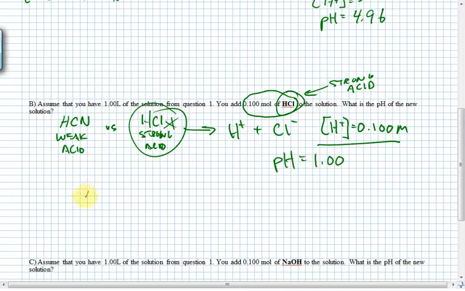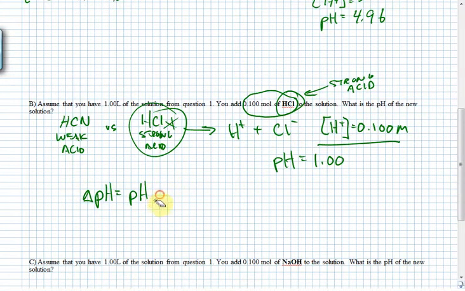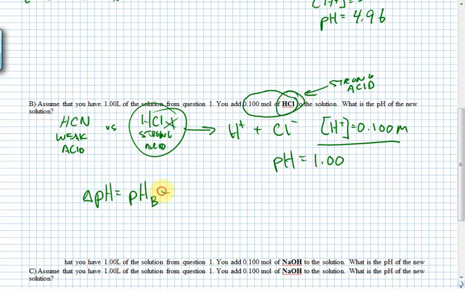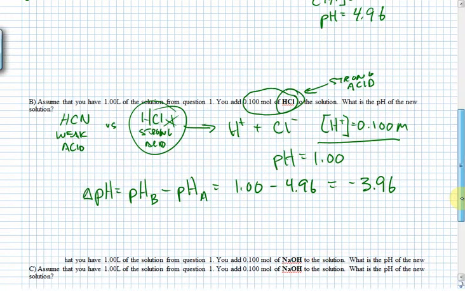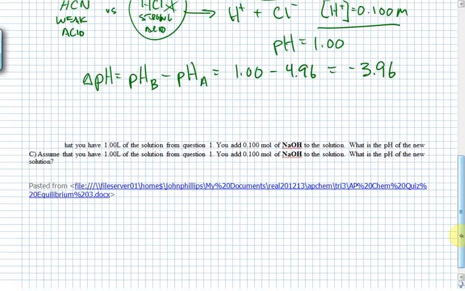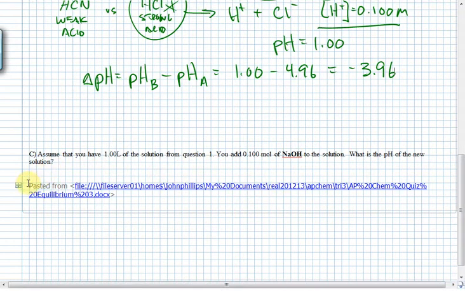Okay, notice the change in the pH in this system: the final pH from part B minus the initial pH from part A. The change in pH is 1 minus 4.96, which is minus 3.96. Pretty large change in hydrogen ion concentration. Pretty large change in pH. Okay? So, we're going to go to part C here. Let me get rid of this.